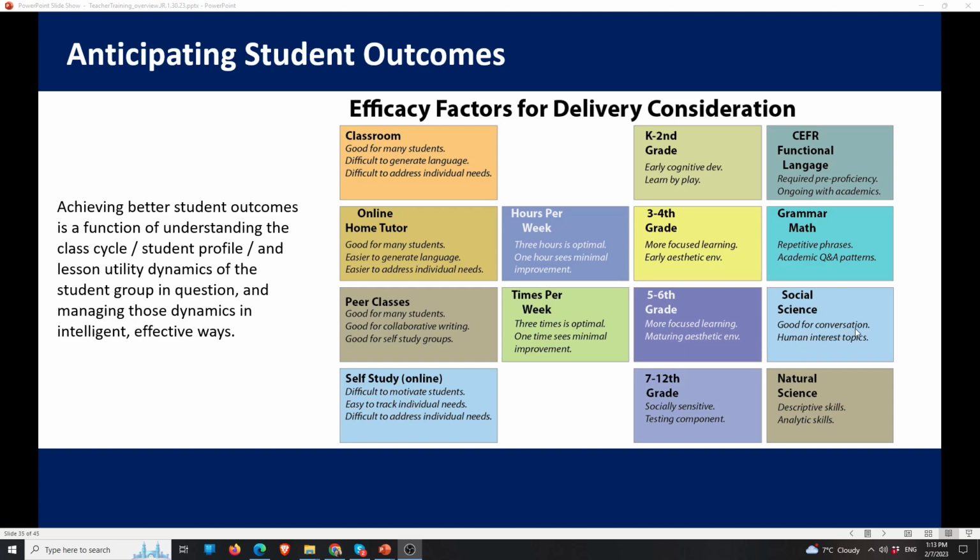They're really great for conversation. They're full of human interest topics, and they're really good for vocabulary, and they just have a little bit different bent to their usage. And then natural science is great for developing students' descriptive skills, developing their analytic skills, and the point is that the different academic topics often have a different utility in a CLIL language classroom.